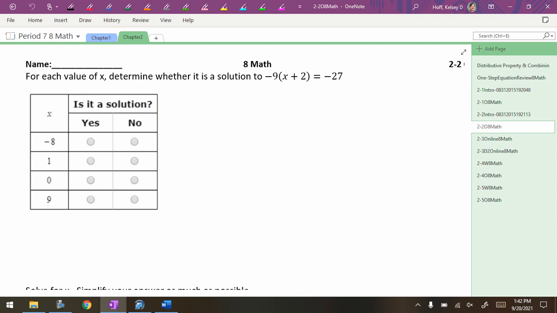The problem is, with the tools of solving that you have so far, you don't know how to solve this. Some of you might have a pretty good guess, but we haven't talked about it. How can I ever figure out if negative 8 is a solution, or if 1 is a solution, or if 0 is a solution, or if 9 is a solution, without actually solving this equation?